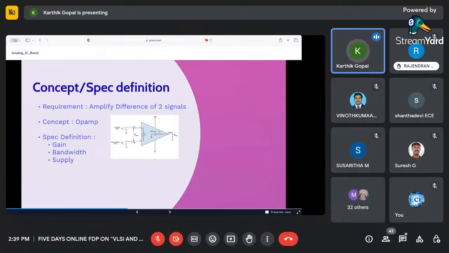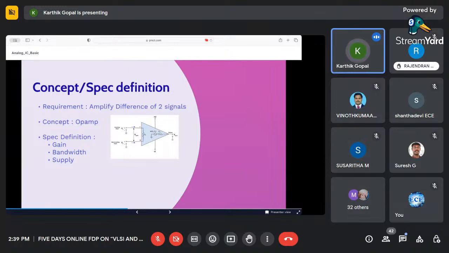So the specification is, what are the specifications? You know you need to amplify these two signals. But what are the specifications to design an op-amp? One is gain, bandwidth, and supply. So what is the gain? How much do you want to amplify? You want to amplify 100 times or 10 times or 50 times, that you need to define. So that comes under specification definition.